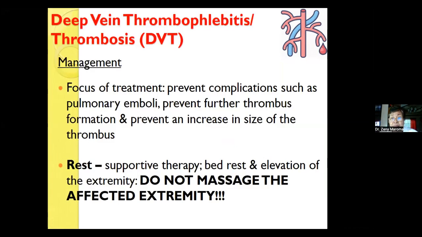Focus of treatment, prevent complications, such as pulmonary embolism. Ibig sabihin, pagka na-confirm na meron siyang deep vein thrombosis, massage is contraindicated. Ayun, nasan ba yun? Do not massage. Kasi you will dislodge the blood clot and it now become an embolus.